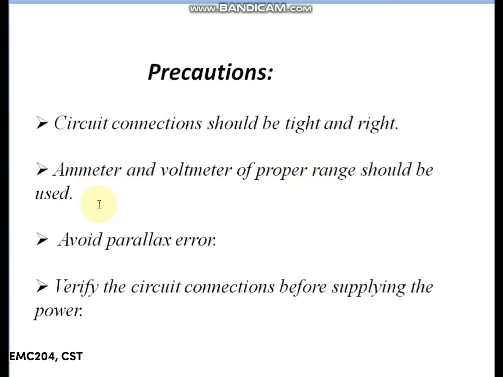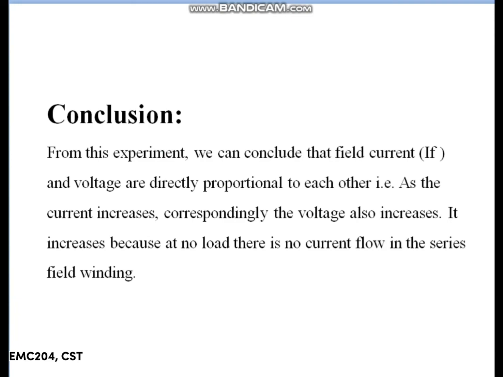If you have to measure the smaller unit of current, then the range of your ammeter should be in milliampere, and similarly it goes with the voltmeter also. Then avoid the parallax error. You should take care of this while reading the current or the voltage. Then verify the circuit connections before supplying the power. You must verify your circuit connections with your lab assistant or the tutor before giving the supply.